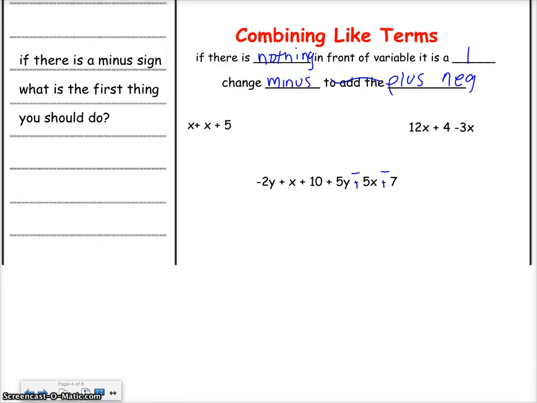Proper math etiquette is to go in alphabetical order. You do variable terms and then you end with your constants. So x should go first. I'm going to combine all my x's. That's a 1x, x, and x. 1 and negative 5 is negative 4x. Plus, now I'm going to combine my y's, negative 2 and 5. Negative 2 and 5 is 3y. Plus, now I do my constants. 10 and negative 7 is 3.